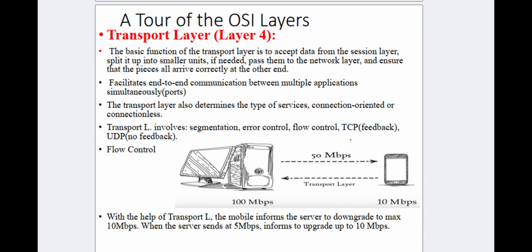Transport layer involves segmentation, error control, flow control. TCP has feedback; UDP has no feedback and no flow control. With the help of the transport layer, the mobile informs the server to downgrade to max 10 Mbps. When the server sends at 5 Mbps, it informs the server to upgrade up to 10 Mbps.